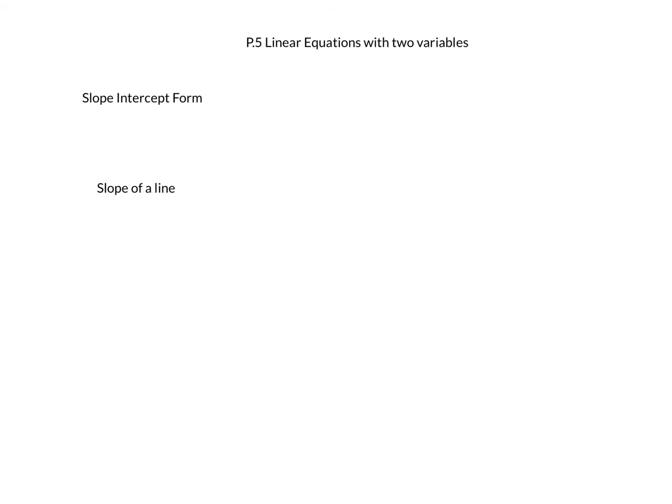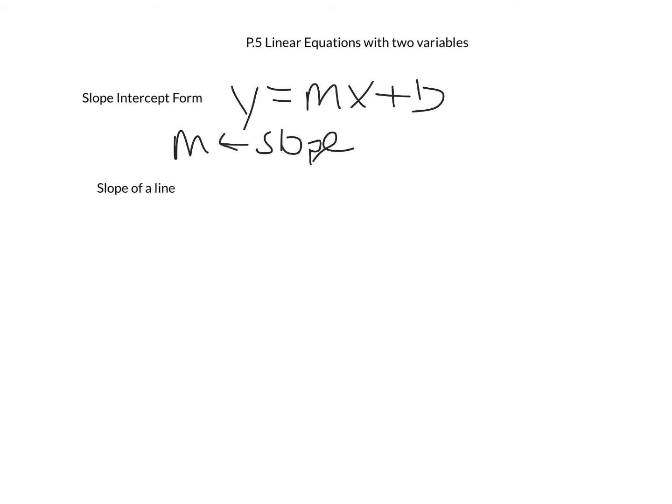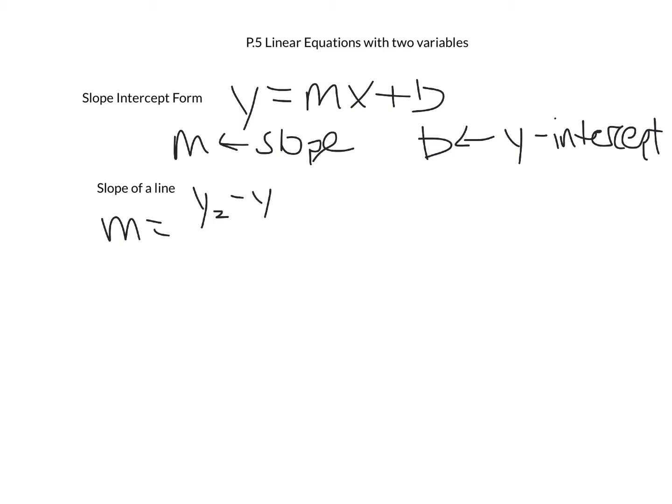Slope-intercept form. Our favorite, y equals mx plus b, where m is the slope and b is the y-intercept. Okay, and the slope of the line we can find by using this little formula. m is equal to, if you're given 2 points, you can find the slope easily by doing y sub 2 minus y sub 1 over x sub 2 minus x sub 1.